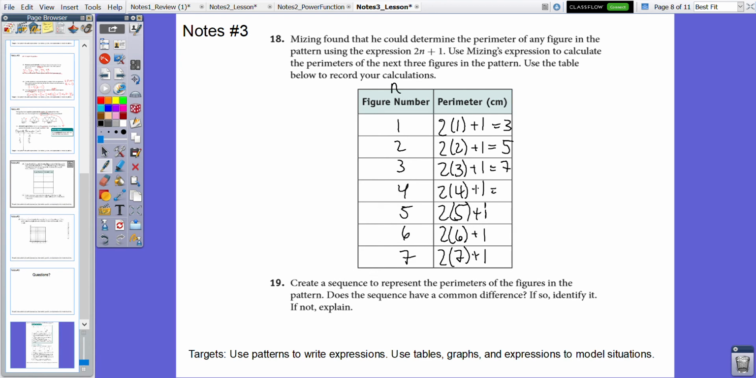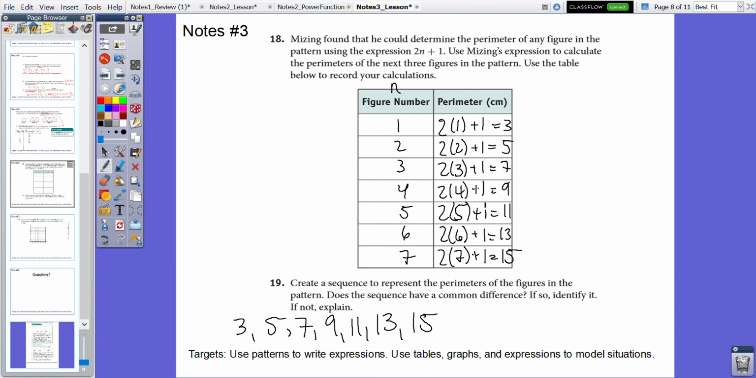So 3, 5, 7, 2 times 4 plus 1, that should give me 9. 2 times 5 plus 1, that gives me 11. 2 times 6 plus 1 is 13. And then 2 times 7 plus 1 is 15. Create a sequence to represent the perimeters and the figures in the pattern. Does the sequence have a common difference? If so, identify it. Well, our sequence looks like this: 3, 5, 7, 9, 11, 13, and 15.